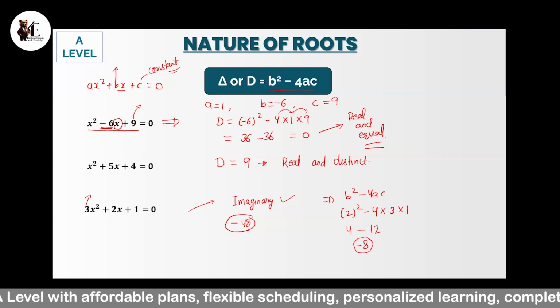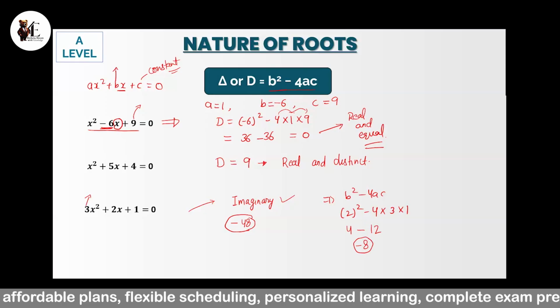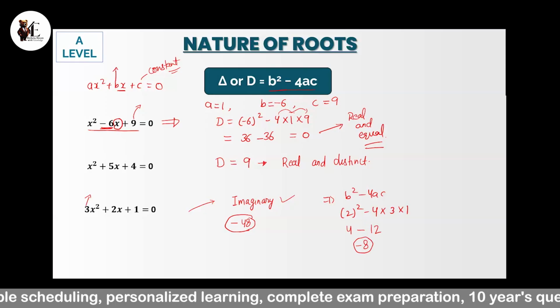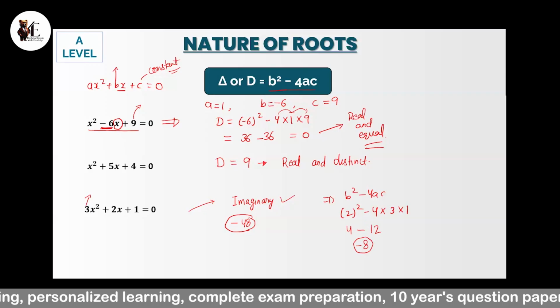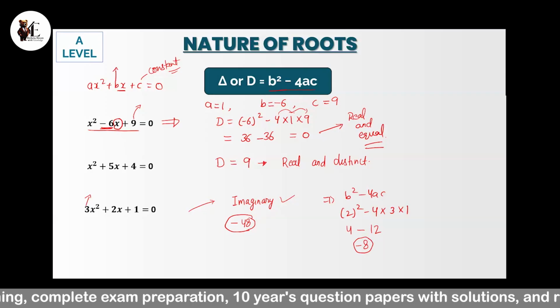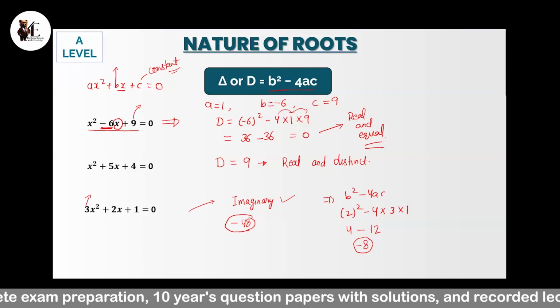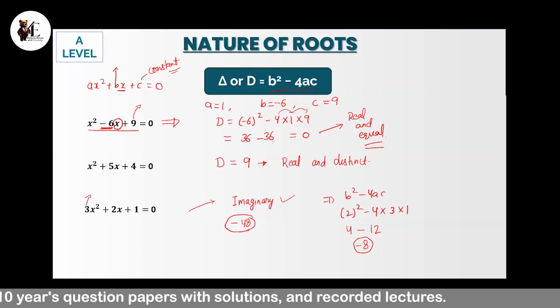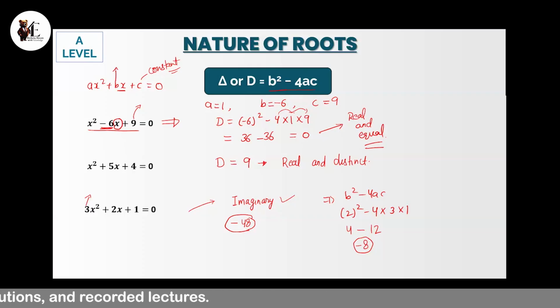Wait, oh my gosh. Why did I put 4 times negative 12? My God. Why did I do that? Oh my goodness. Okay. Negative 8. Oh God. That was a major mistake on my side. Oops. I don't know why I put times negative 12. Oh, okay, negative 8.